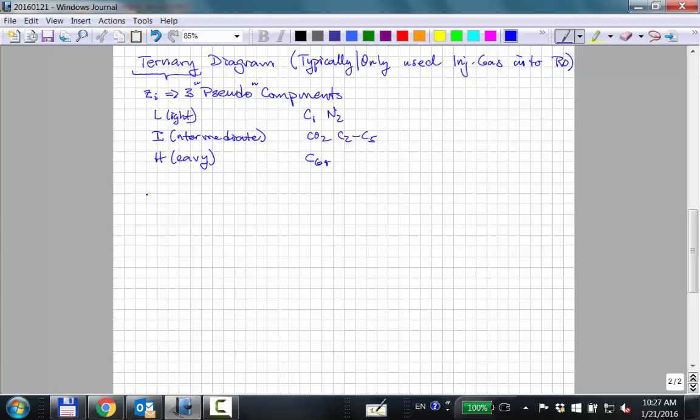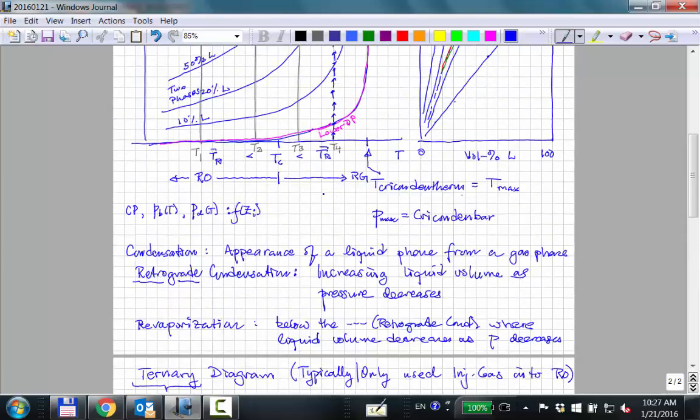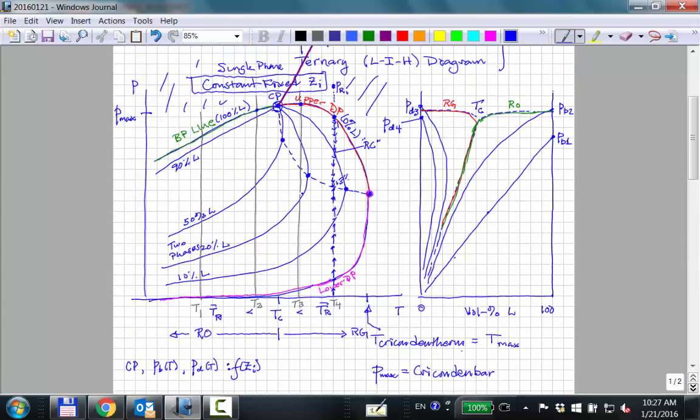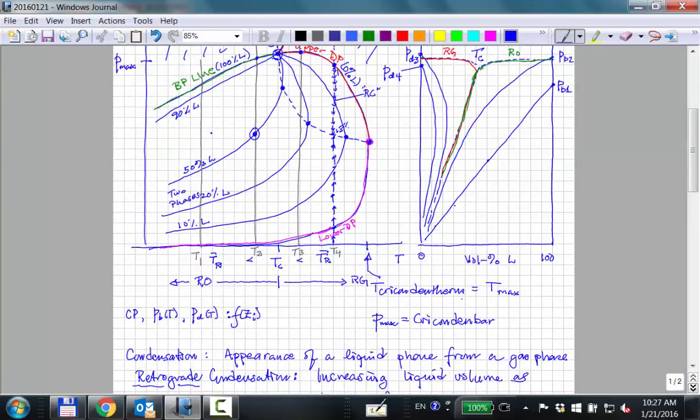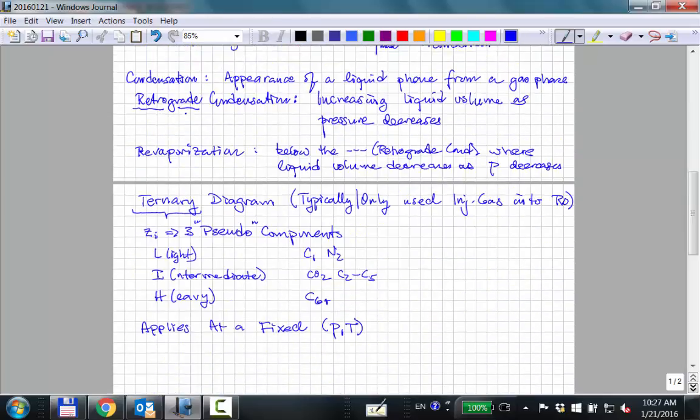And the ternary diagram applies at a fixed pressure and temperature. Okay? So let's go up to the plot here and I'm just going to pick arbitrarily this point here to look at our ternary diagram. Okay? At that pressure and temperature, I got 50% of each. I could pick anywhere on the curve.